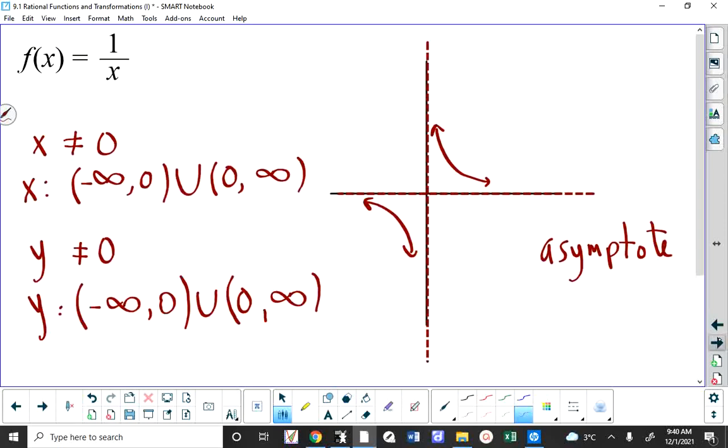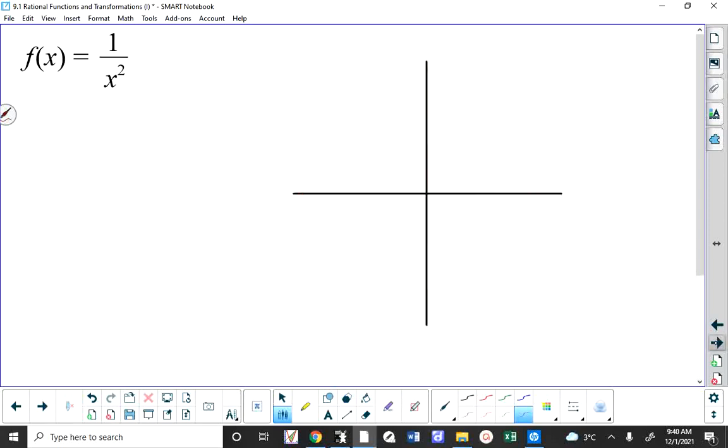I don't think there's anything more we need to describe. We can't talk about x or y intercepts because since the x and y axes are the asymptotes, the graph never touches that. Now, let's take a look at y equals 1 over x squared.